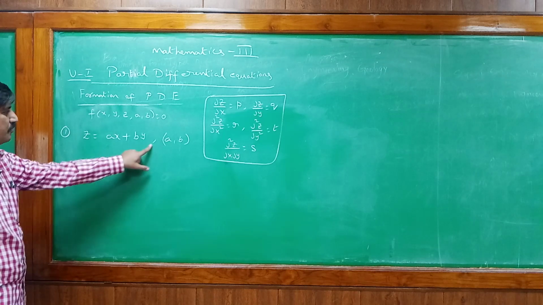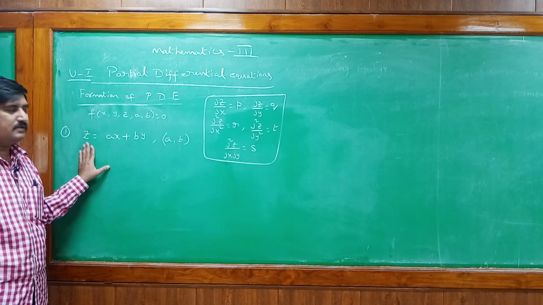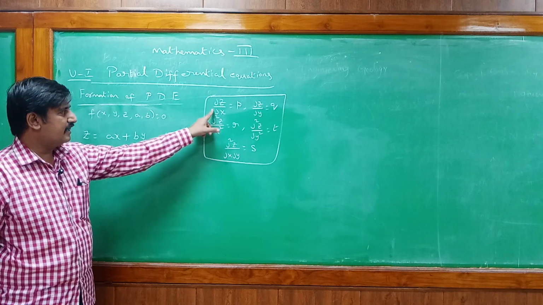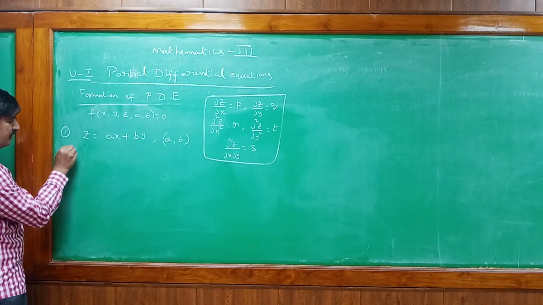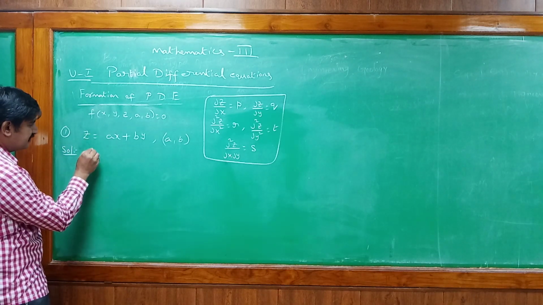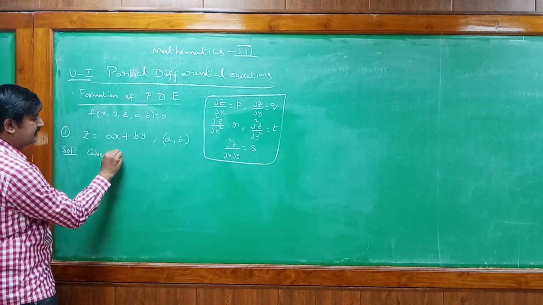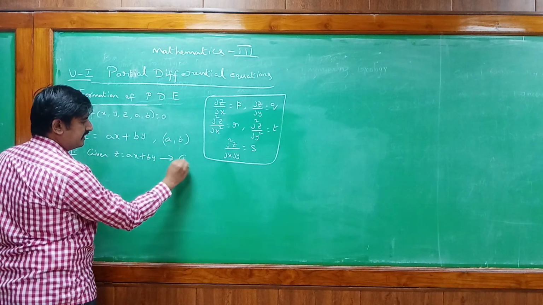So here there is no partial derivative in this equation. So it's a general equation. What is a partial differential equation? An equation which contains partial derivatives, right? So to convert this equation into a PDE, what do we have to do here? First of all, as usual, you write given z is equal to ax plus by. So this is an equation, mark it as 1.